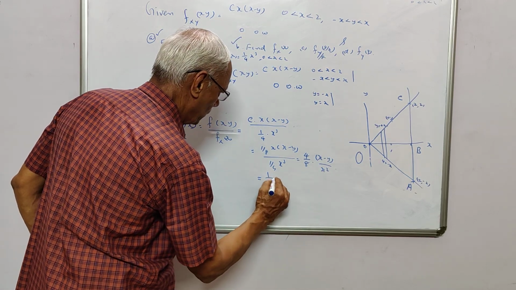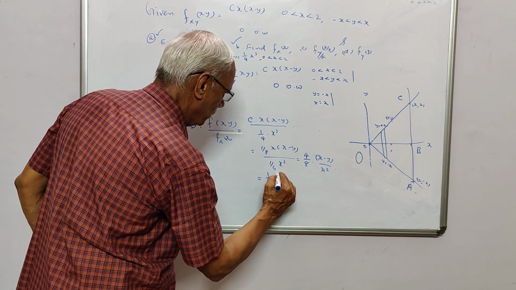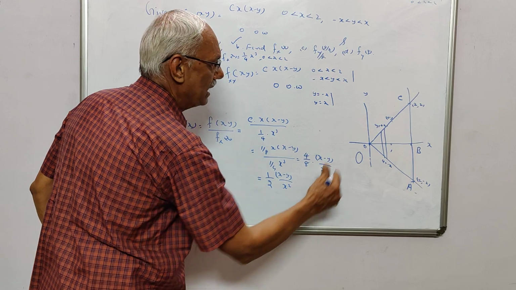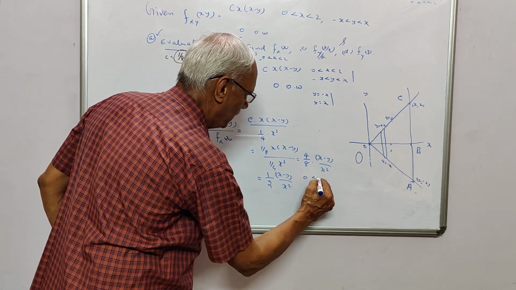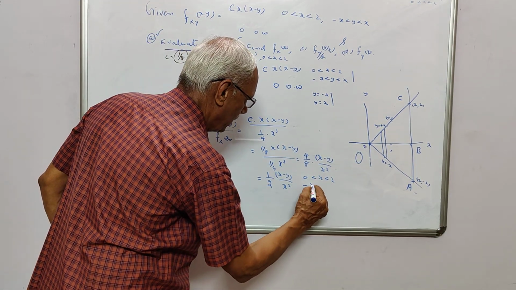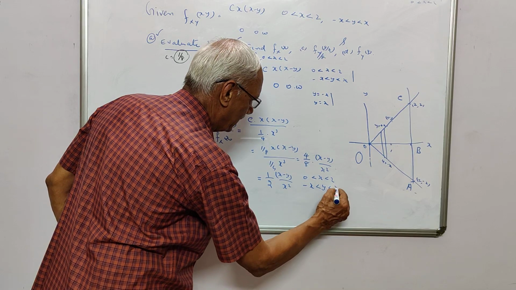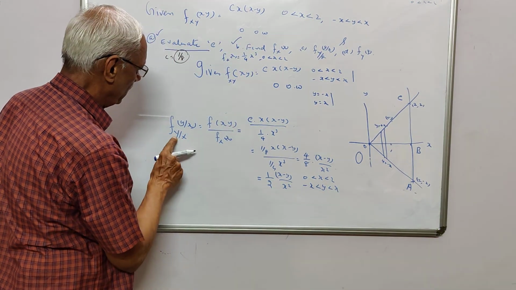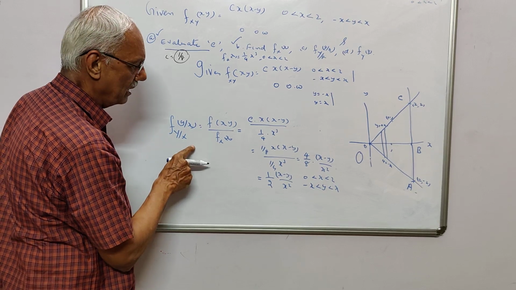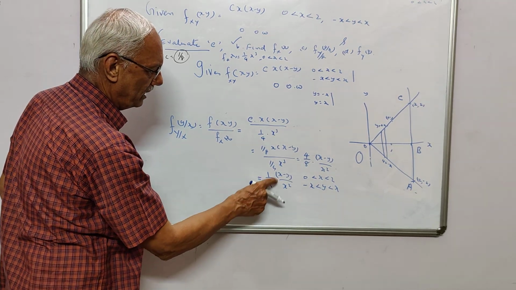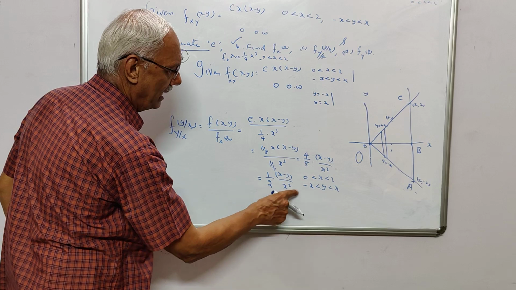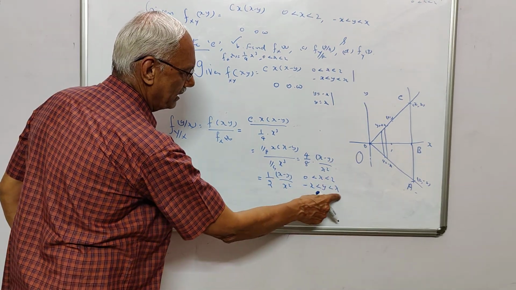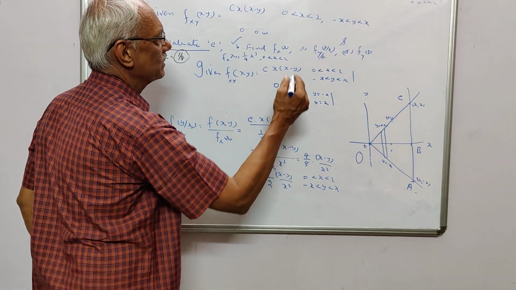That is equal to half into x minus y by x squared in the whole of this, 0 less than x less than 2, minus x less than y less than x. So this is what you have here. That is your conditional probability of y given x, half into x minus y divided by x squared, and in which domain? 0 less than x less than 2 and minus x less than y less than x. So this problem is also answered.